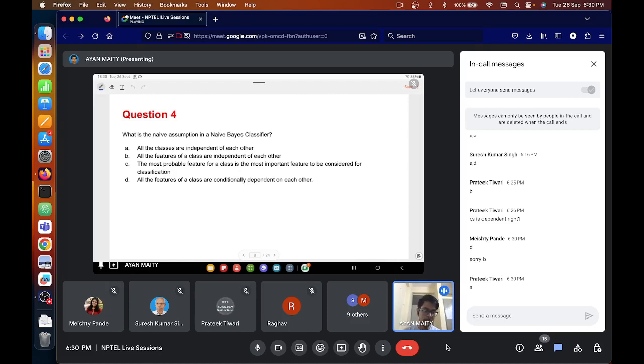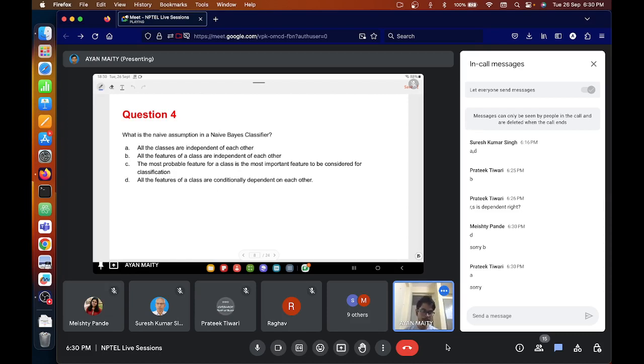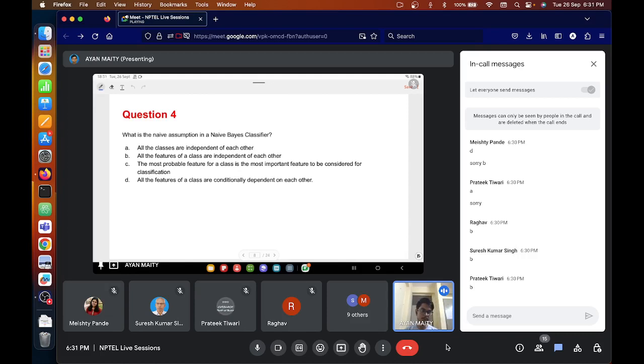Misty Pandey is saying option B. Raghav is saying option B. Suresh is saying option B. Pratik is also saying option B. Yeah, so most of you are saying option B, and option B is the correct answer. So for any given class, the features are independent. That is the assumption that we make.